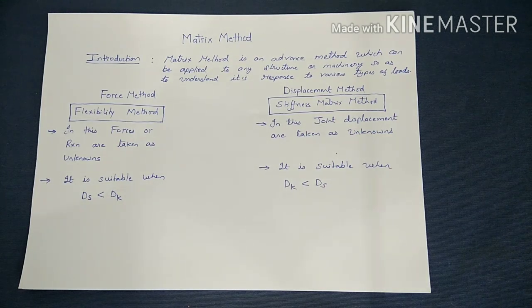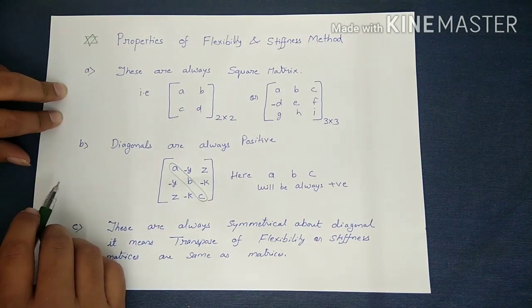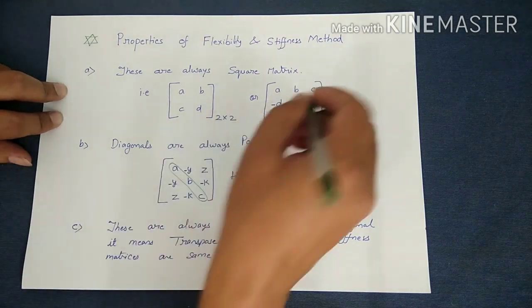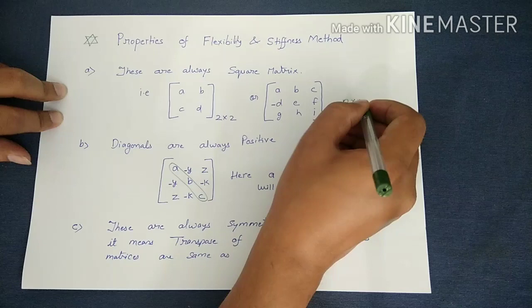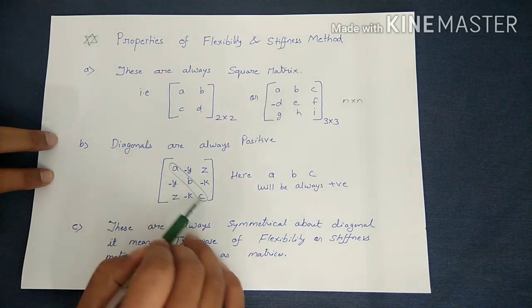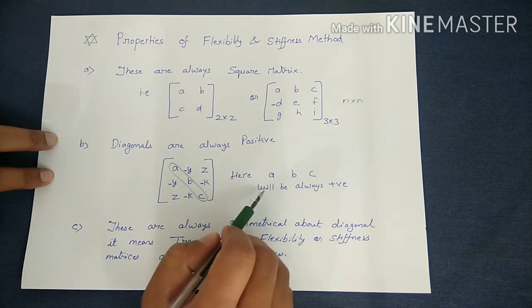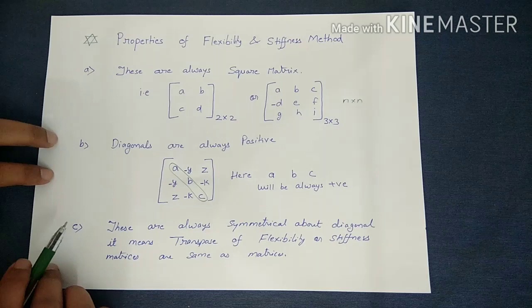Now let's understand properties of flexibility and stiffness matrices. So the first property says these are always square matrices. That means it will always be in n into n form, which always makes a square matrix. Second point, diagonals are always positive. Here A, B, C are the diagonal of this square matrix, and these values will always be positive.